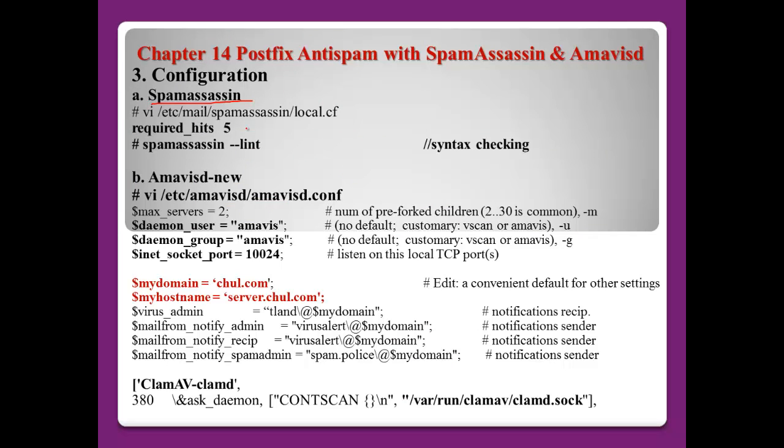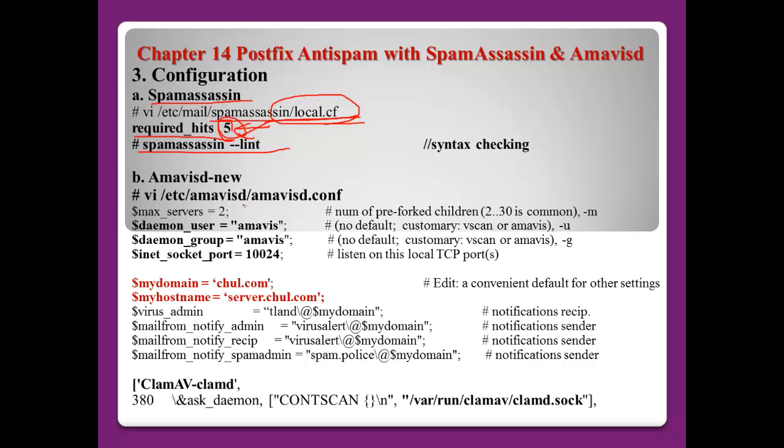First, SpamAssassin. SpamAssassin normally uses the main configuration file, local.cf, in the mail SpamAssassin directory. At first, I think there is no specific configuration line or specific values. If we open this file, you can find required_hits 5. It means if the email gets this number of hit points, it will be marked as spam. And if you want to check the SpamAssassin syntax, use spamassassin --lint.